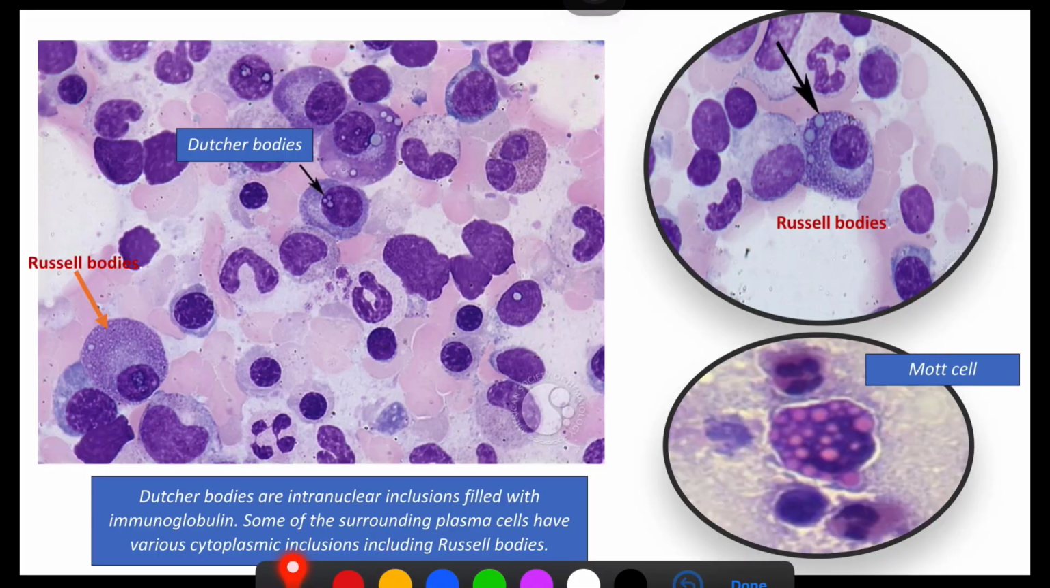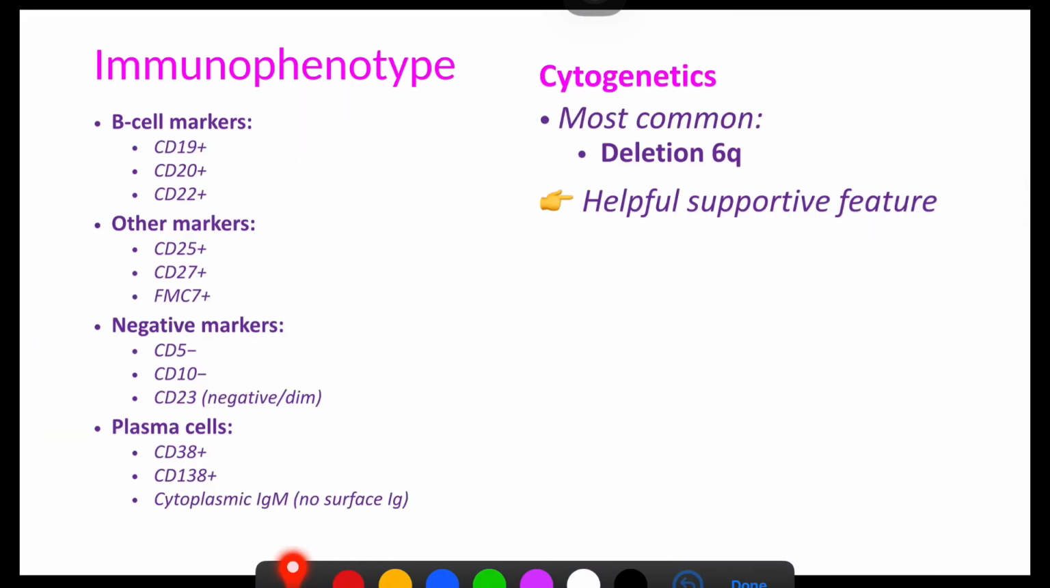Now, what is Dutcher body? So, here you can see this is the plasma cell, and this is having perinuclear Hof, and this is the Dutcher body, meaning intranuclear inclusion, and here the Russell body shows intracytoplasmic vacuolization. So, this is Russell body. And what is Mott cell? Mott cell shows this type of inclusion bodies in the cytoplasm of the cell, which is due to excessive IgM production by the plasma cell.